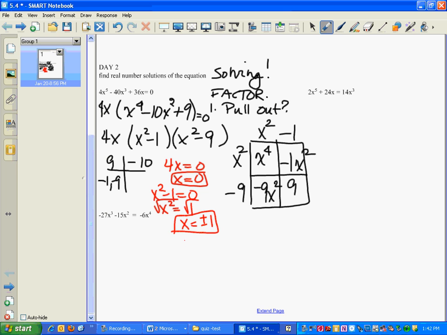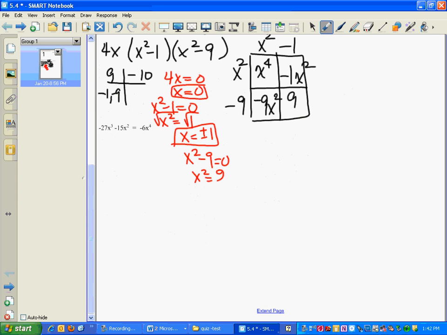And then the last one says x squared minus 9 equals 0, which means x squared is equal to 9, which means x is equal to, so, because I'm setting this factor equal to 0, that factor equal to 0.